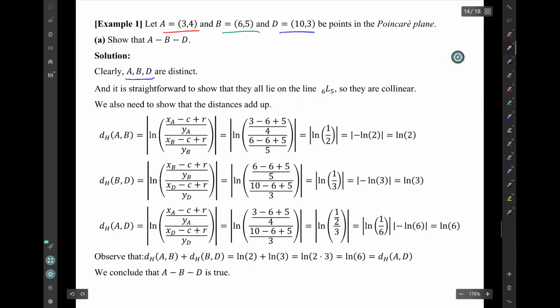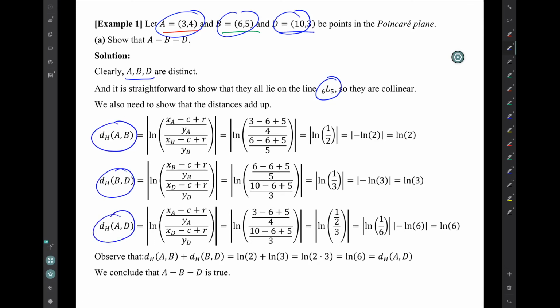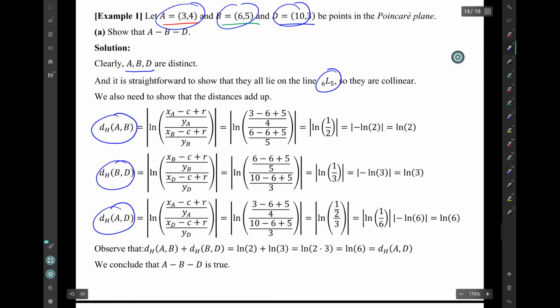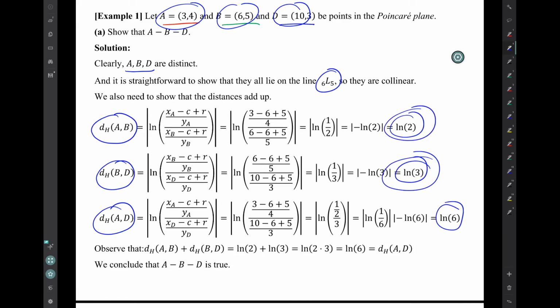Well, clearly, those 3 points are distinct. They have different coordinates. It's also straightforward to show that they all lie on one line, this line, the line with center at 6, 0, and with radius 5. That's a type 2 line. Now we need to show that the distances add up, so we just simply compute the distance from A to B, the distance from B to D, and the distance from A to D. When we do all the arithmetic and simplify, notice we can simplify quite a bit. We end up with these numbers. The distance from A to B is ln of 2, the distance from B to D is ln of 3, and the distance from A to D is ln of 6.